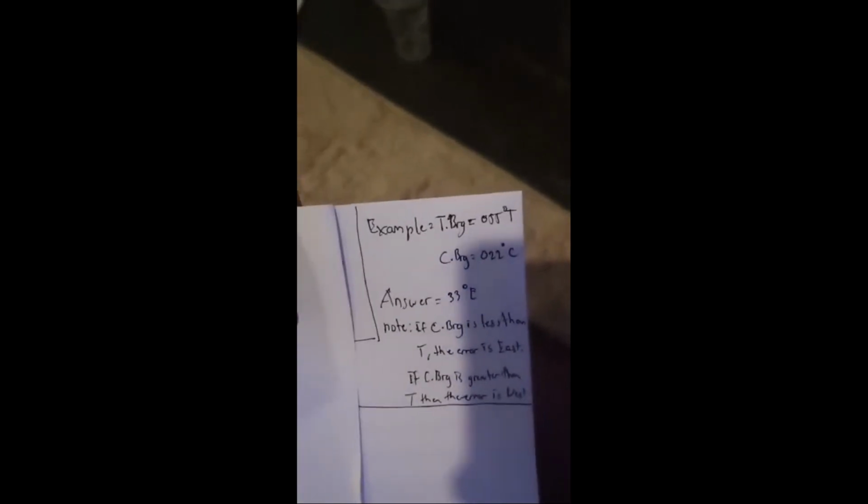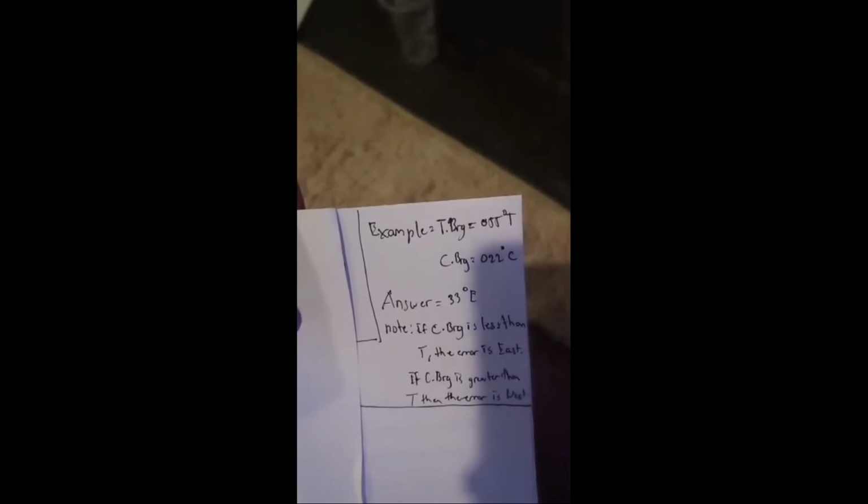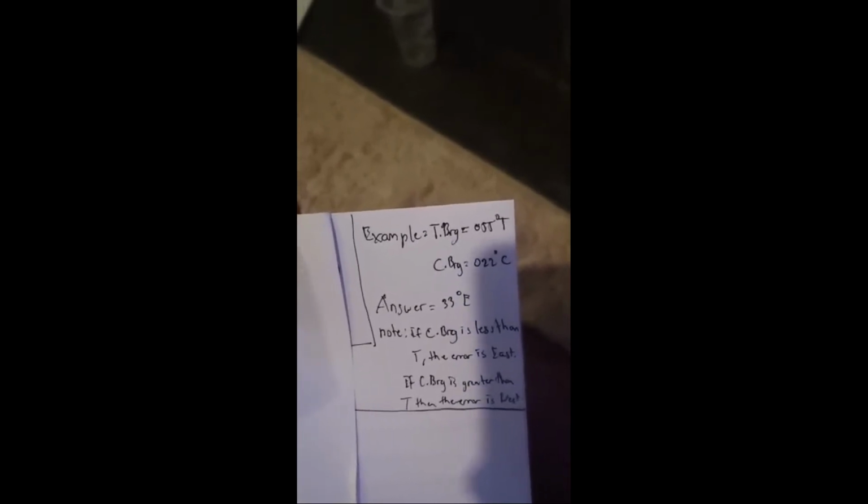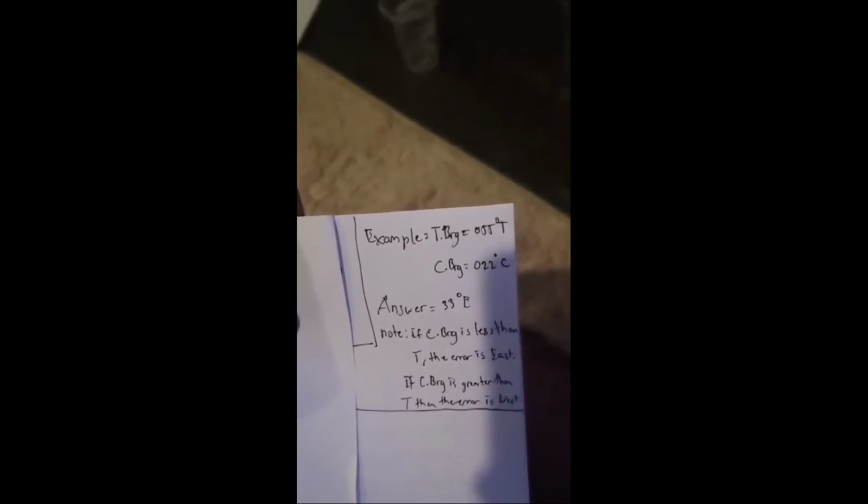So now number 3, if the true bearing and compass bearing are given, how to determine the compass error? So now our true bearing and compass bearing are given with 55 true bearing and 22 compass bearing. My answer is 33 degrees east, because this is what the note is. If compass bearing is less than true, the error is east. If the compass bearing is greater than true, then the error is west. So my compass bearing is less than the true bearing, so my sign is east.